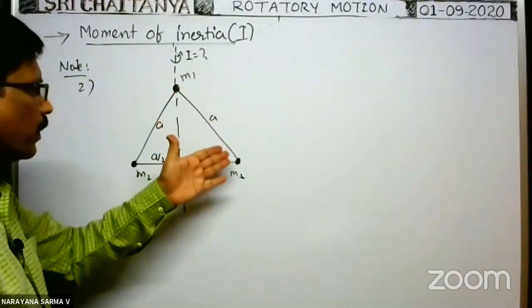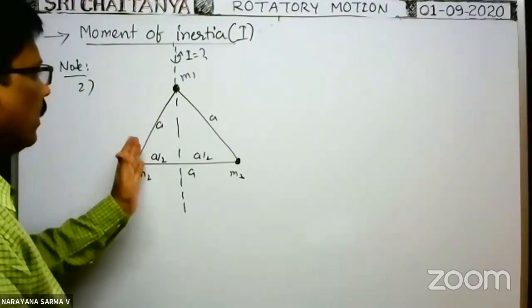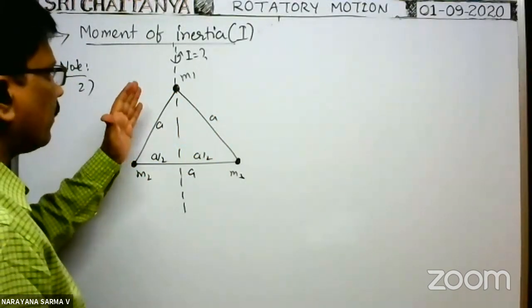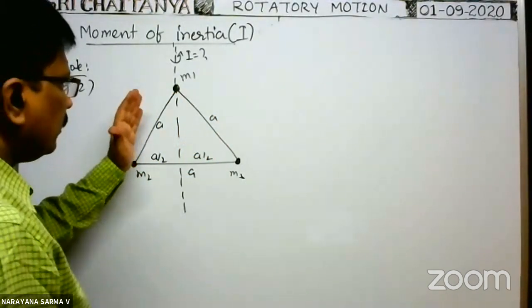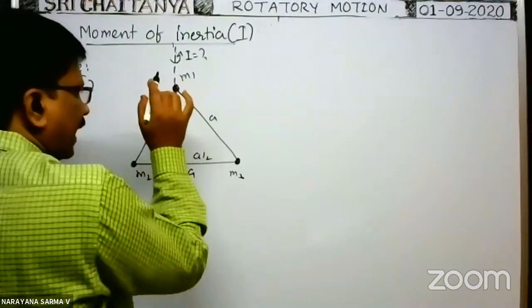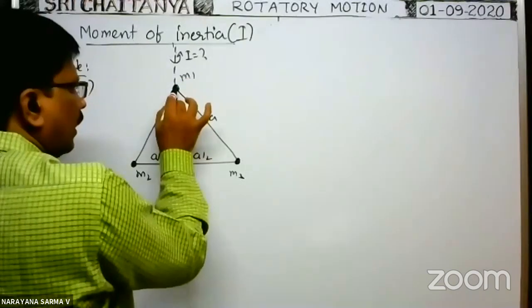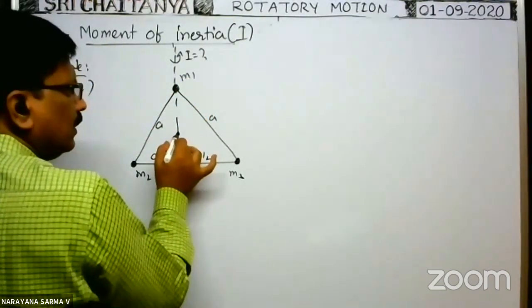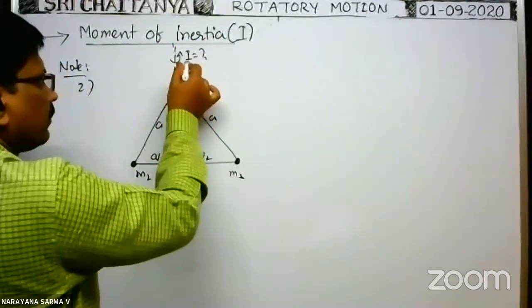Here, there are 3 particles having masses m1, m2, m3. These are arranged at the corners of the equilateral triangle of side a. Then, about an axis passing through one of the particles and centroid of the triangle. It is the centroid of the triangle now. About this axis, what is the moment of inertia I?